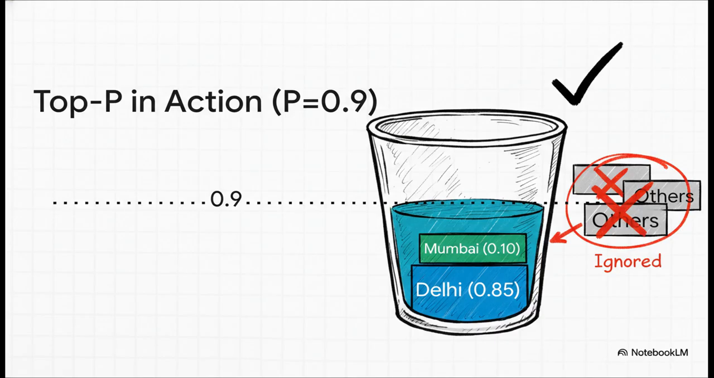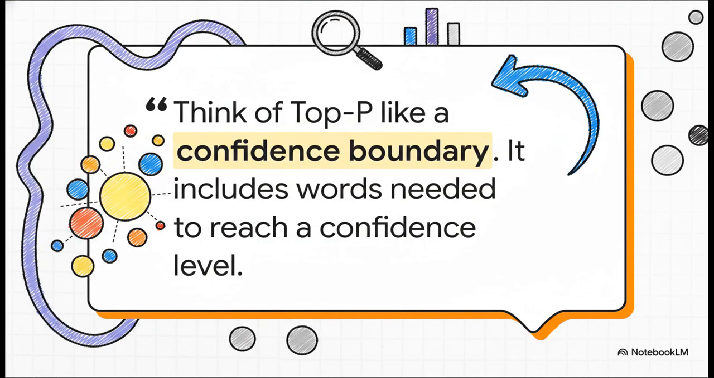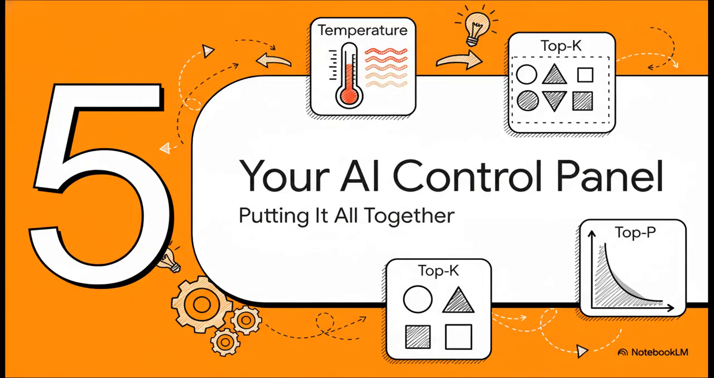It's adaptive. This is a really powerful concept. Top P isn't about a fixed number of options. It's about building this coalition of the likely until the model hits a certain confidence level. So if one word is a massive favorite, the pool of options might just be that one word. But if the probabilities are more spread out, the pool gets bigger to match. It's flexible.